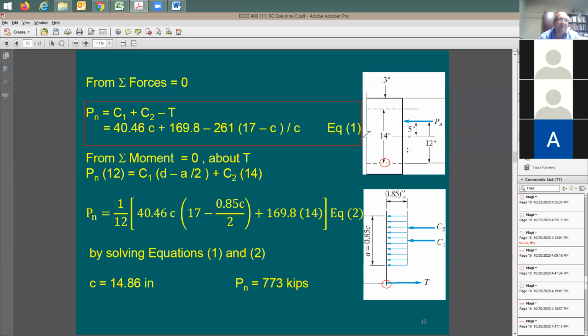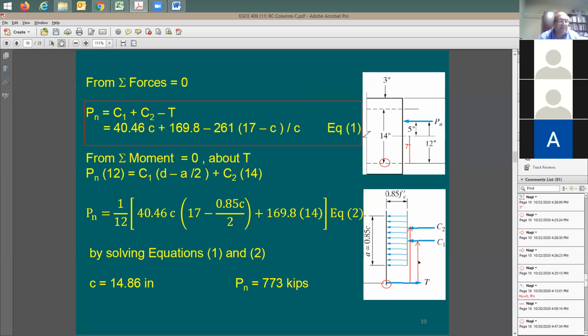Why is this 7? Because it's going to be the mid height of the column. 17 divided by 2 is going to be 7 inches. You can say this here is 7 inches. All right. So Pn times 12. Okay, here's Pn times 12 equals C1 times this distance from here to there, C1 times, if you like, call this Y1, plus C2 times Y2.